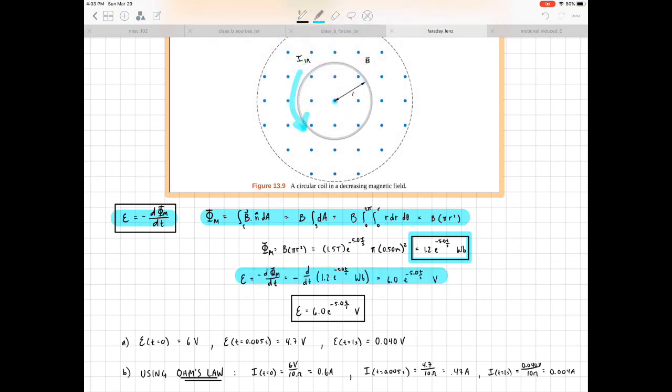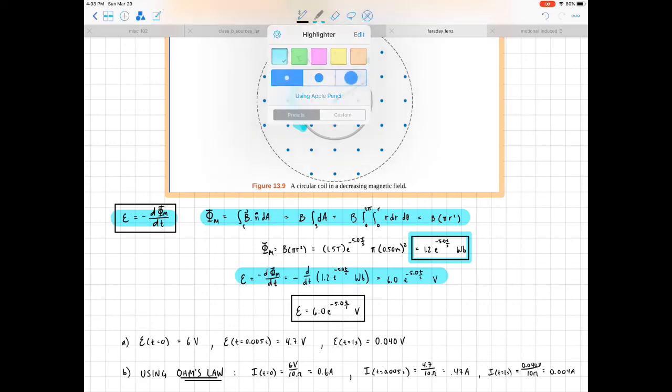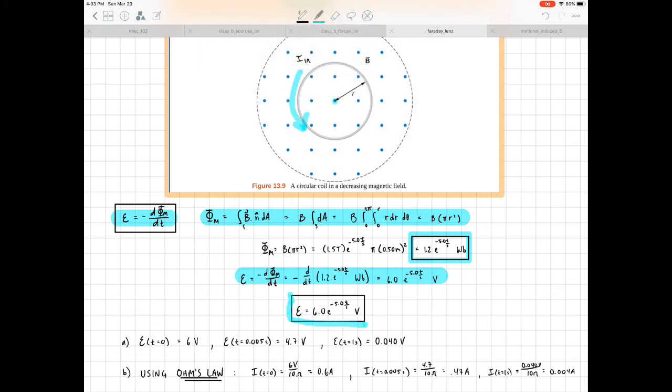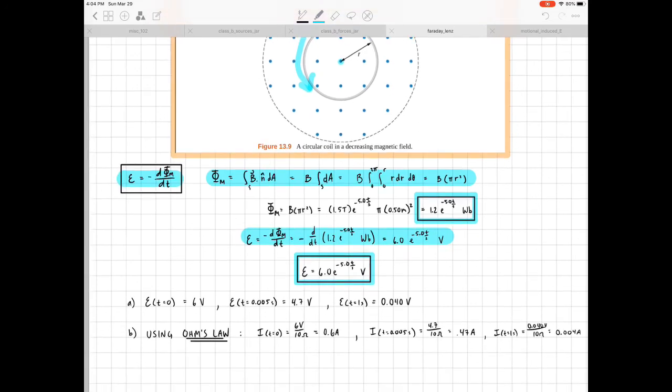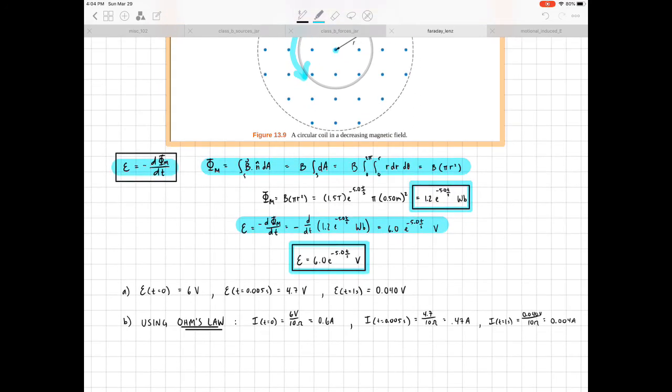with respect to t, and when I do that, I get that the EMF induced in the loop is time dependent. So at different times it'll be a different value, and that's because the rate of change is not constant. And so I've got this expression for the induced EMF, and now all I've got to do is plug in the values for t.